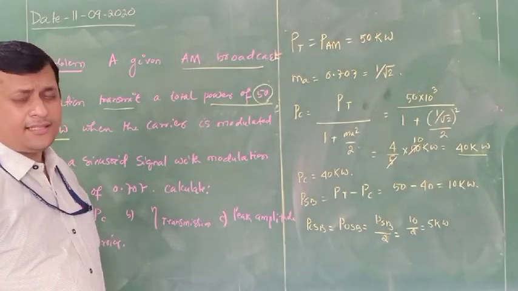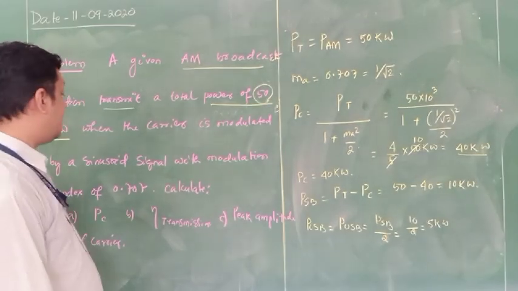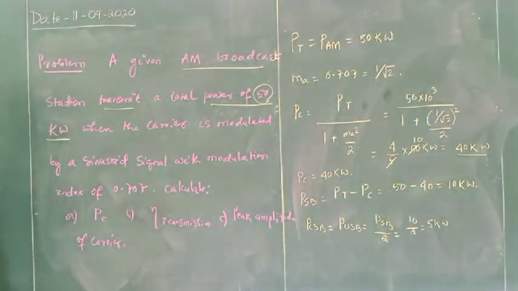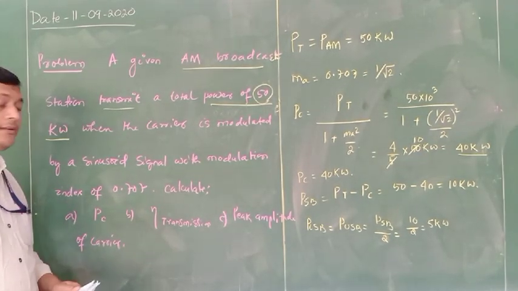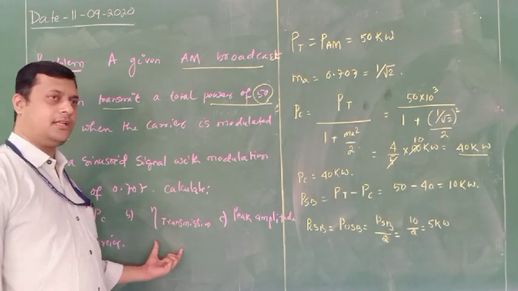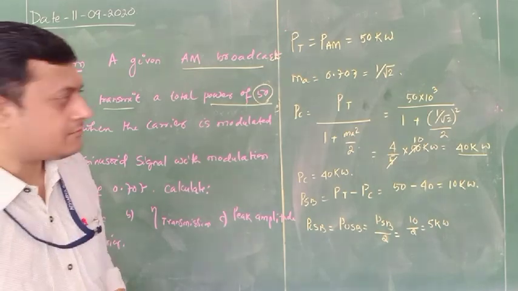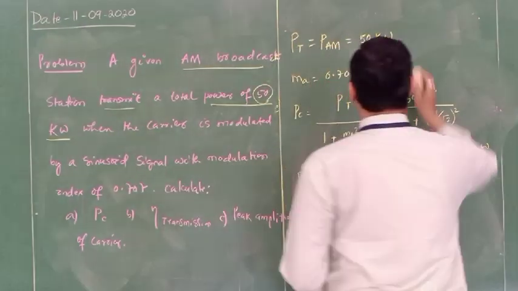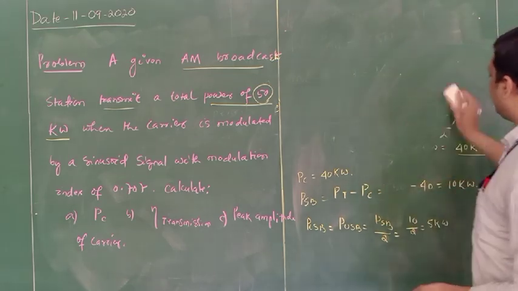So this is the LSB and USB power content. But what are the other factors we need to identify? The other factors are the efficiency of transmission, and then the peak amplitude of the carrier. So how will we determine the efficiency of transmission? That also has a relation with the modulation index.